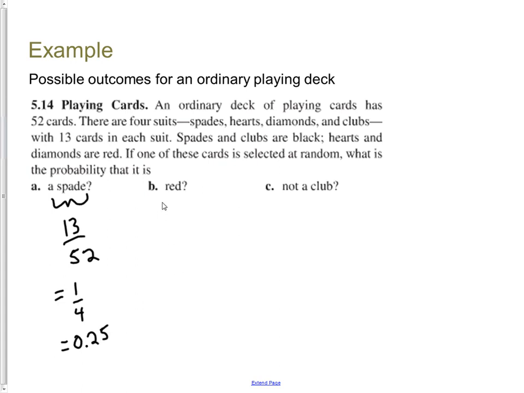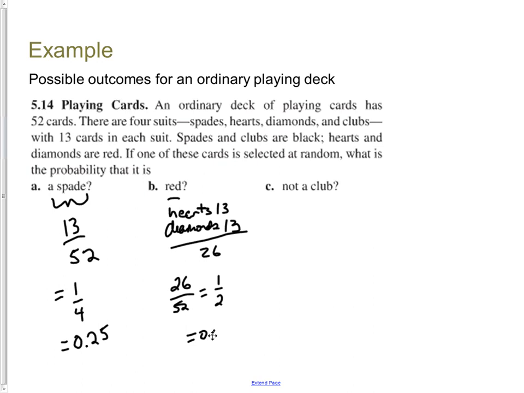Okay. How about this one? What is the probability of a red card? Well, let's see. We said there were two suits that were red, right? So for red, we could have hearts, and there are 13 of those, and then there are diamonds, and there are 13 of those. That makes a total of 26, right? So our probability would be 26 out of 52 total cards, and if we reduce that, of course, our probability comes to be 1/2, which we could write as 0.5.